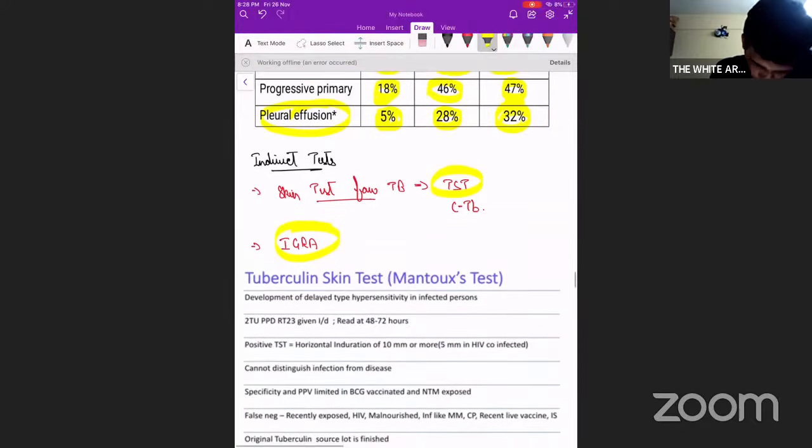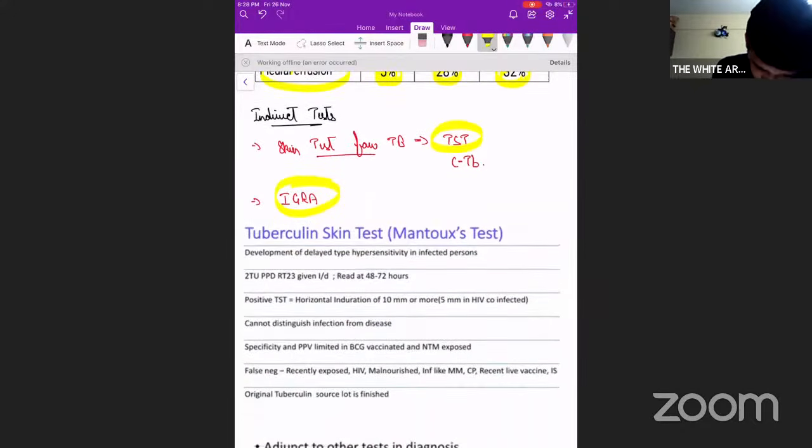So what is the tuberculosis skin test? The Mantoux test, which we used to call before, we now call the skin test for tuberculosis, because there are two tests under this. One is the Mantoux and one more is CTB, which might come up in the near future. The tuberculosis skin test tells us that there is infection. What it tests is the delayed type of hypersensitivity reaction in previously infected people.